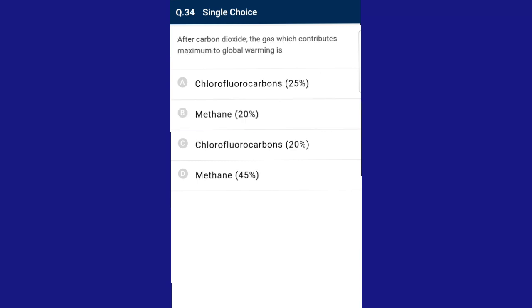Question number 34. After carbon dioxide, the gas which contributes maximum to global warming: methane, 20%. After carbon dioxide, the gas methane contributes around 20%.